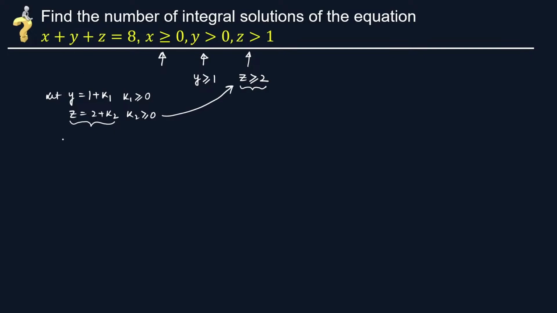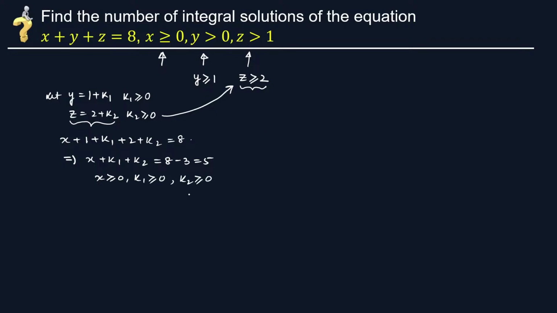Okay, so this equation now becomes: y is replaced by 1 plus k1, z I am replacing by 2 plus k2, which equals 8. That implies x plus k1 plus k2 equals 8 minus 3, that gives us 5. Now in this case, we have no restriction. Check it. We have no restriction.